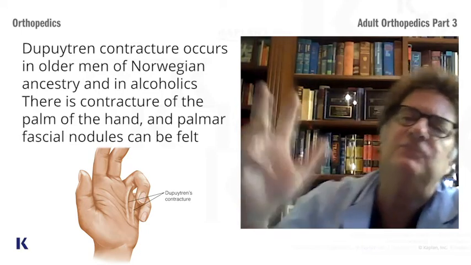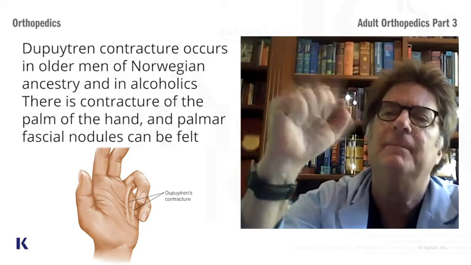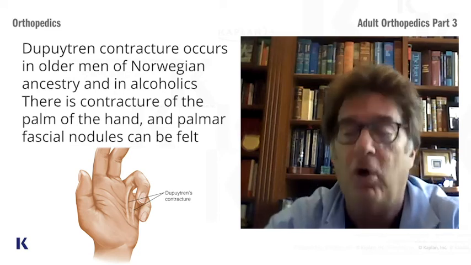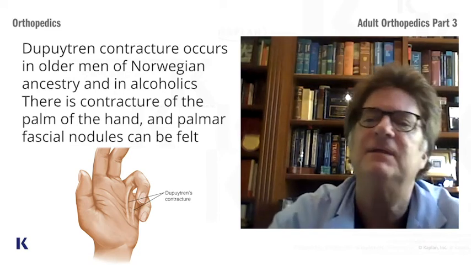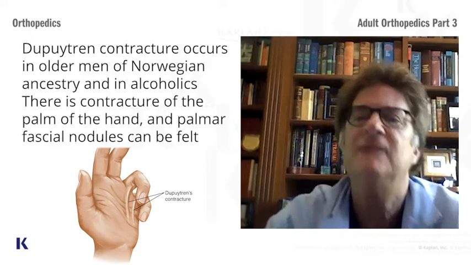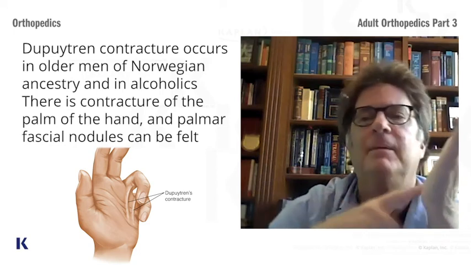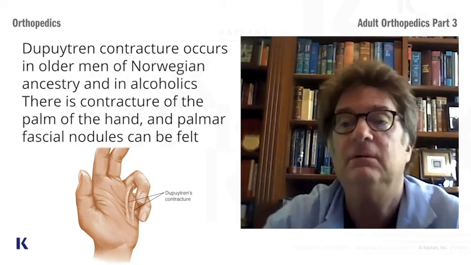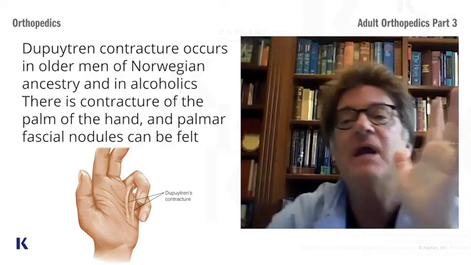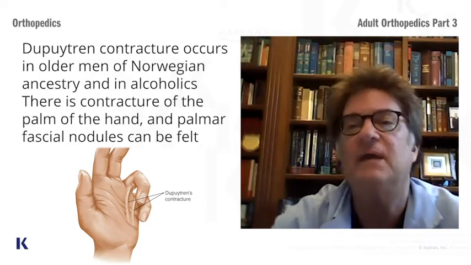What happens is when they have a Dupuytren's, they don't have pain. They can make a fist, but they can't straighten up their hand all the way. So I want you to do something. Next time, you're going to be taking care of a lot of alcoholics. That's part of being a doctor. Take your finger and rub it on their palm. Many times you will feel nodules in their palmar fascia. We're not sure why they get it.